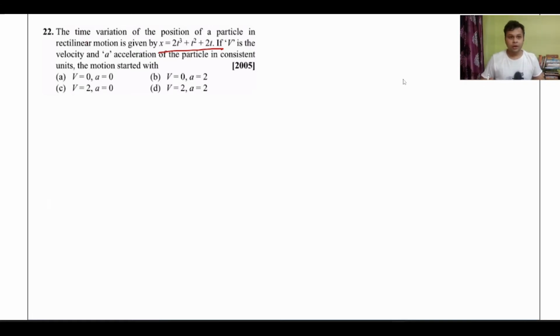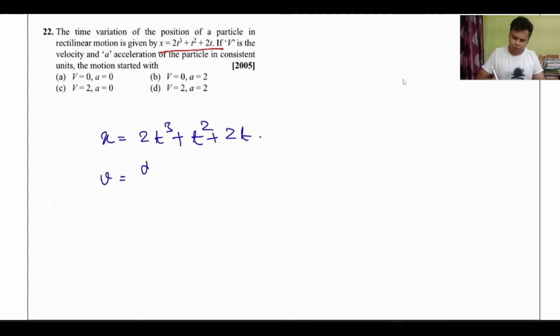The motion started with, so what is the initial velocity and acceleration? The motion started means what is the velocity and acceleration at time t equal to 0. It is a very easy question, I think I should not solve it, but okay, let's try. x is given as 2t cube plus t square plus 2t. Velocity is 6t square plus 2t plus 2. So this is the equation for velocity.